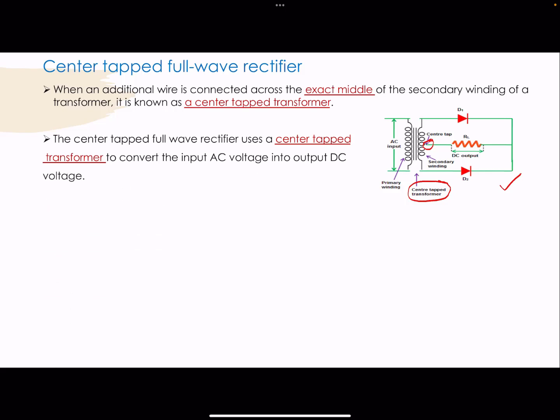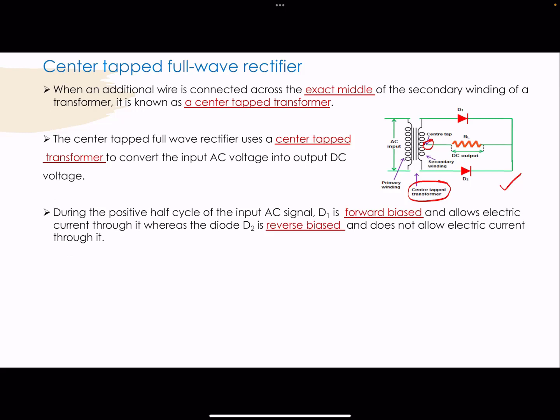And during the positive half cycle of the input AC signal, the diode D1 is forward biased and it allows the electric current through it, whereas the diode D2 is reverse biased and it does not allow the electric current to pass through it. So if this is the AC input signal given as input to the center tapped full-way rectifier, then during the positive half cycle of the input signal, the diode D1 is forward biased. That's why it allows the electric current to pass through it, whereas the diode D2 is reverse biased. That's why it doesn't allow the electric current to pass through it.